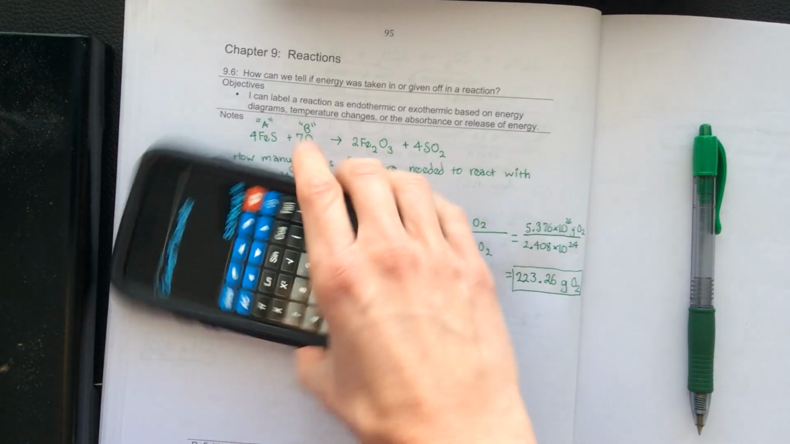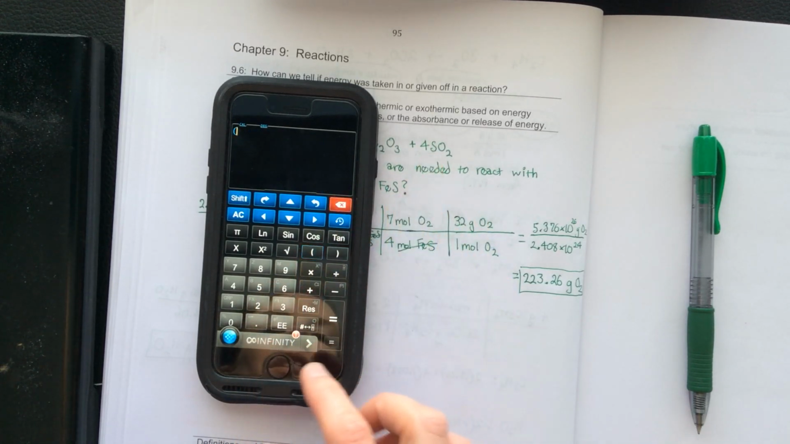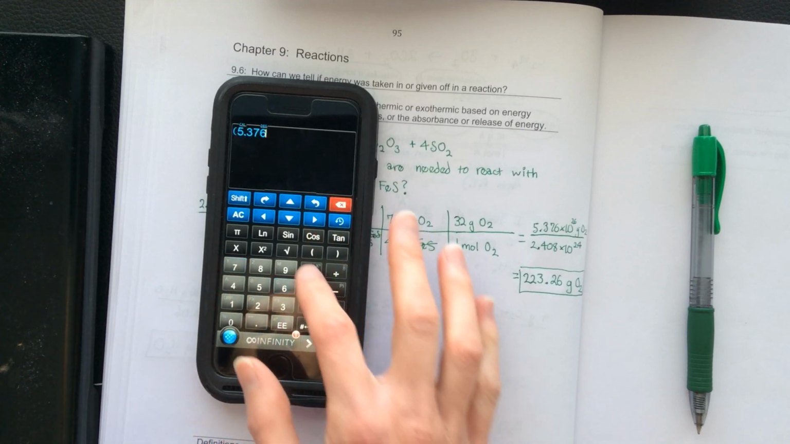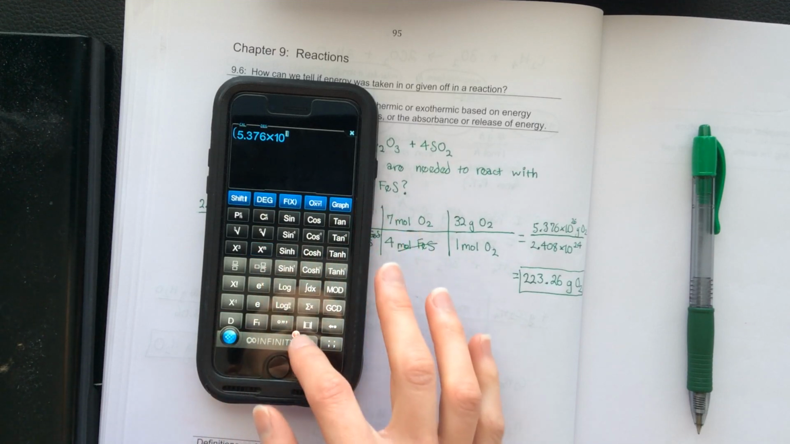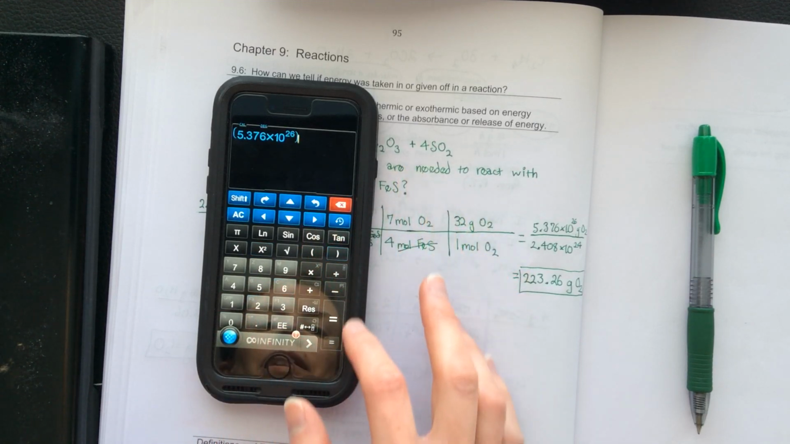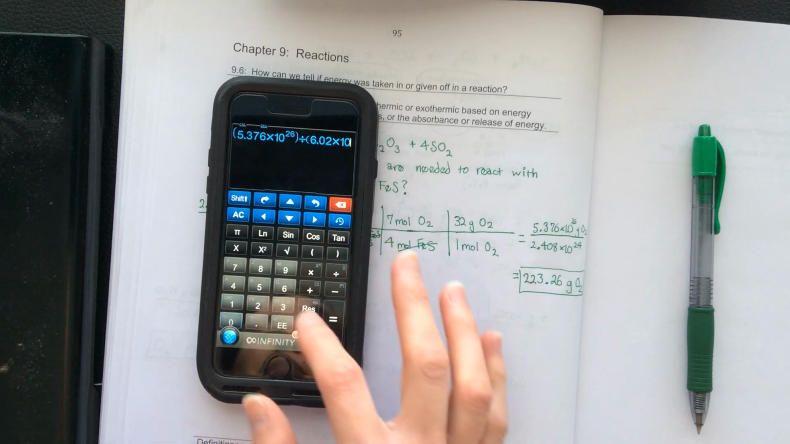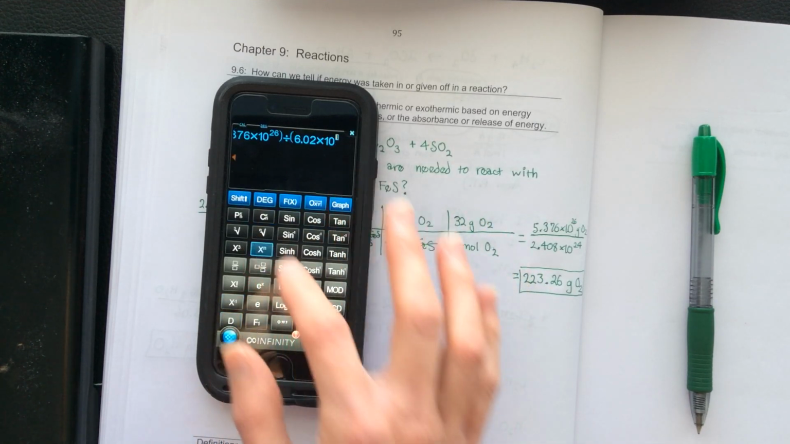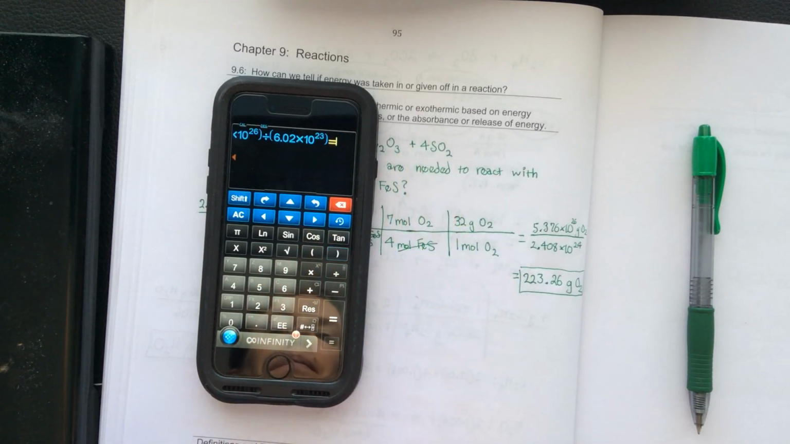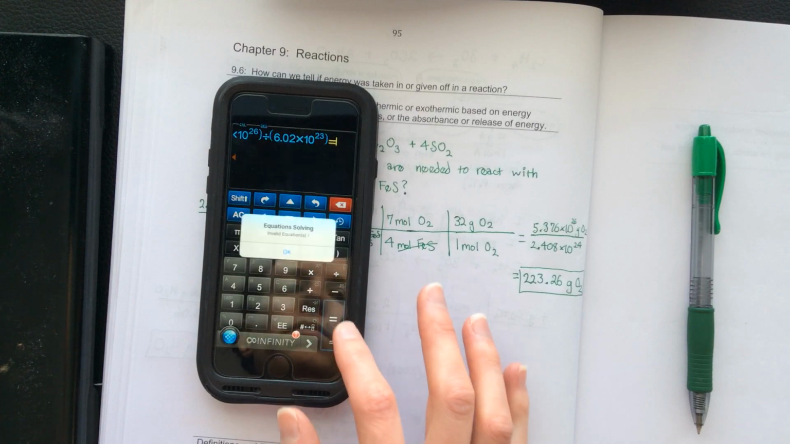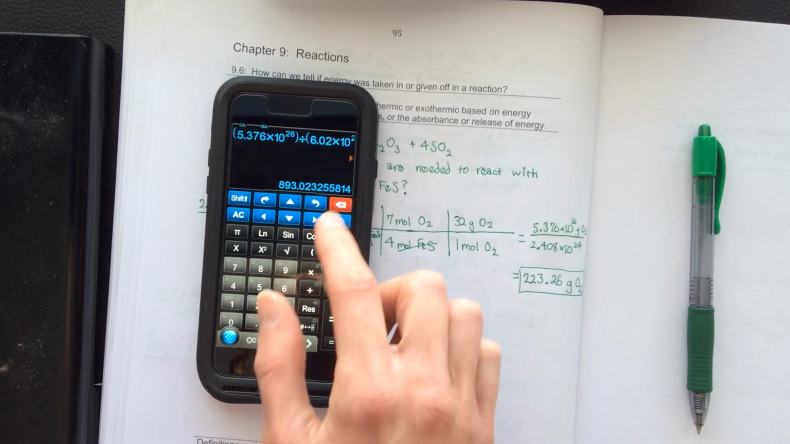Now, if you're on Android, for you, this division is going to look like this. You're going to go parentheses. Oops, let me clear all that. Okay, parentheses. 5.376 times 10 to the 26th divided by, more parentheses, 6.02 times 10 to the 23rd, close your parentheses. And I want you to solve that.